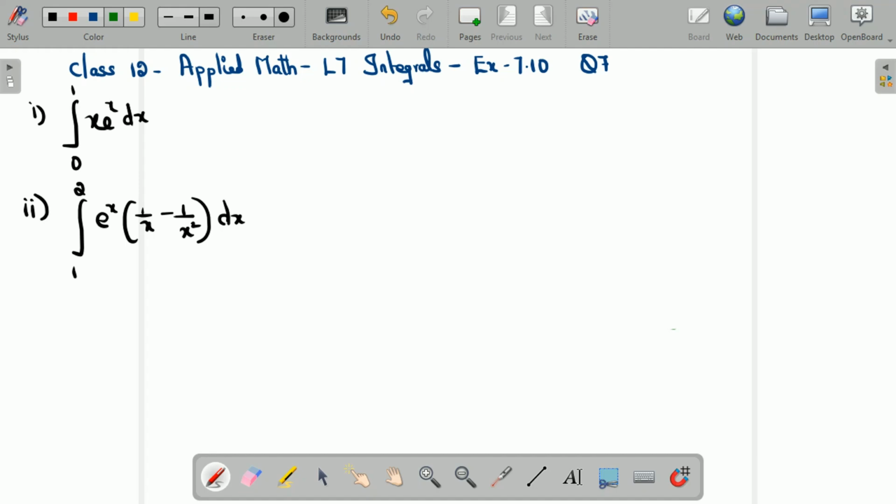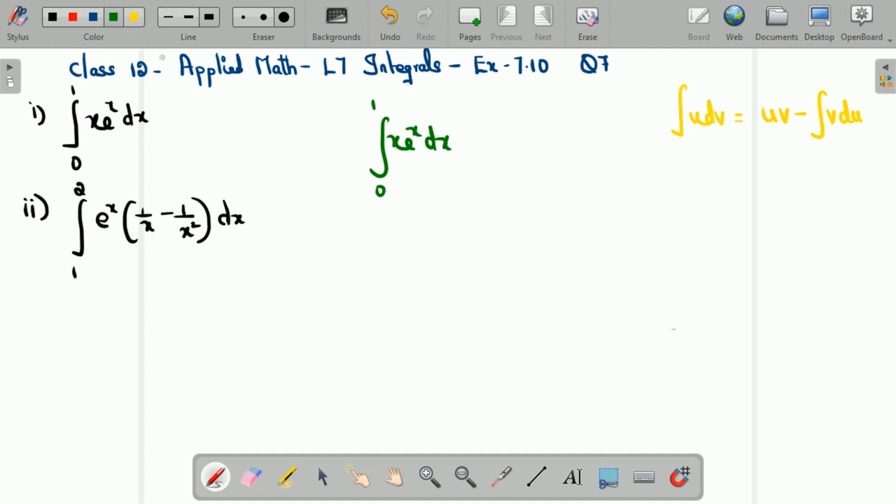In this video, let's find the solution for the 7th question in exercise 7.10. So let's take up the first subdivision, that's integral between 0 to 1 x e power x dx. This is of the form integral u dv. So let's write the formula. This is uv minus integral v du.